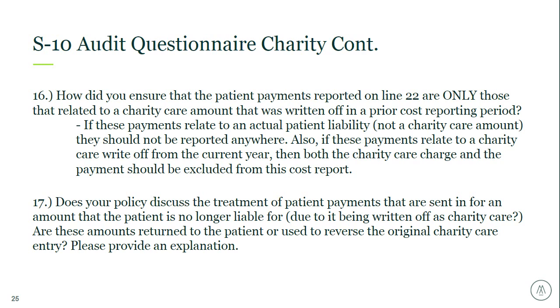One of the items they're looking for that will strengthen the argument that line 22 should have very minimal amounts, if any, is if the hospital can point to their policy where it states that these discounts will be refunded. If the MAC can see that in your policy, then they know that this line 22 should be extremely small, if not zero, depending on the situation.